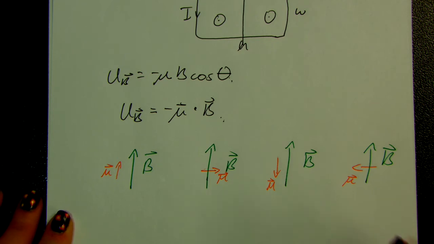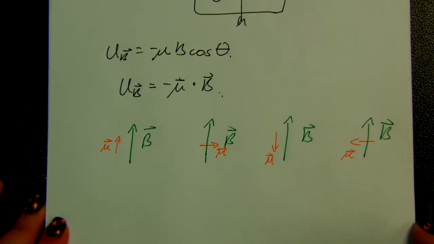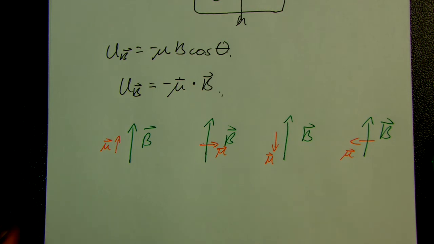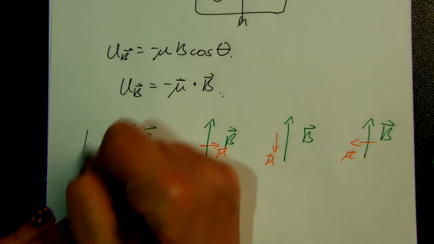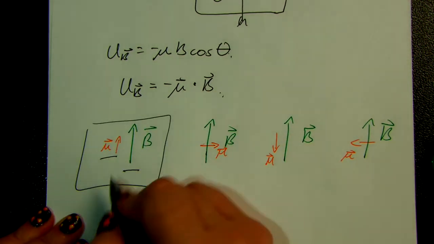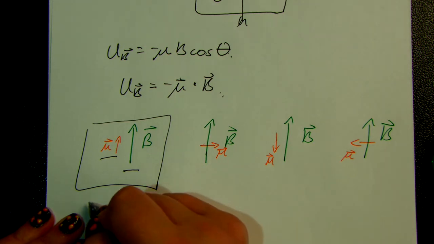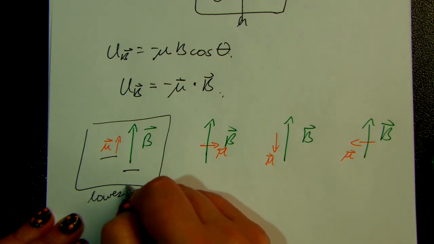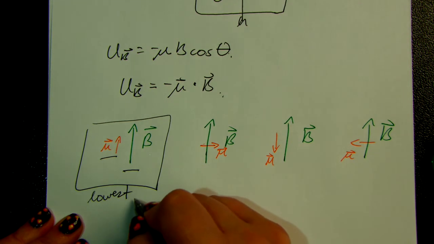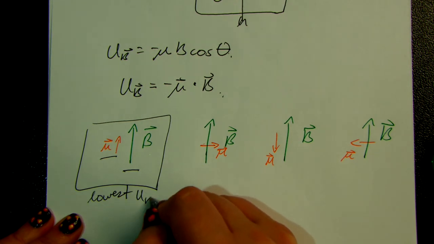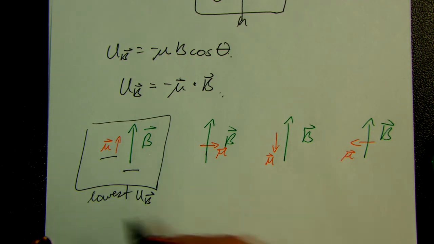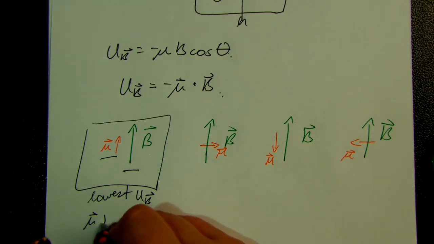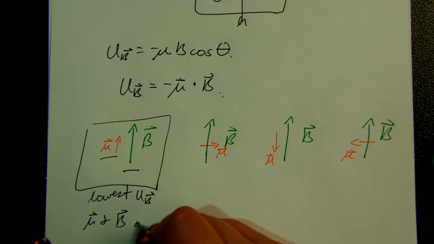To think this one through, we said that magnetic dipoles like to align themselves with the applied magnetic field. And so this one is aligned with its magnetic field. So this is going to have the lowest magnetic potential. And so mu and B are in the same direction.